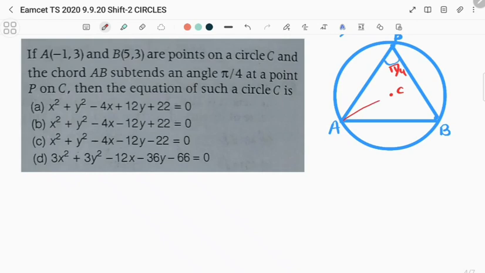We know one of the plane geometry concepts. Here, the angle at the major segment is theta, and at the center it is double the angle. Double the angle is 2 times pi by 4, it means pi by 2. So it is a right angle triangle at the center. The center we don't know, so the center I am taking as h comma k. The center h comma k. A point and B point are given. A point is minus 1 comma 3. B point is 5 comma 3.